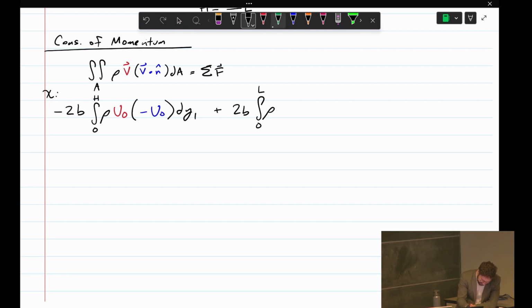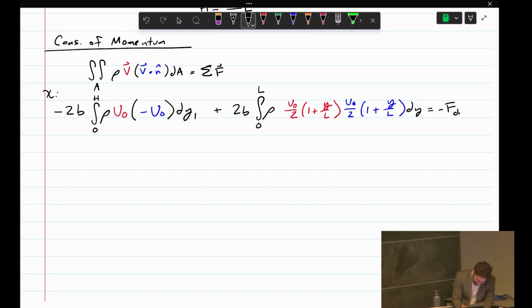Okay, so the velocity at the back face is the u0 over 2, 1 plus y over L. So that's the first v. The v dot n there is positive because our normal vector is in the same direction as the velocity. So it's basically going to end up being squared, but there's sometimes a negative that kind of creeps in there that you have to watch out for. Equals negative f drag.